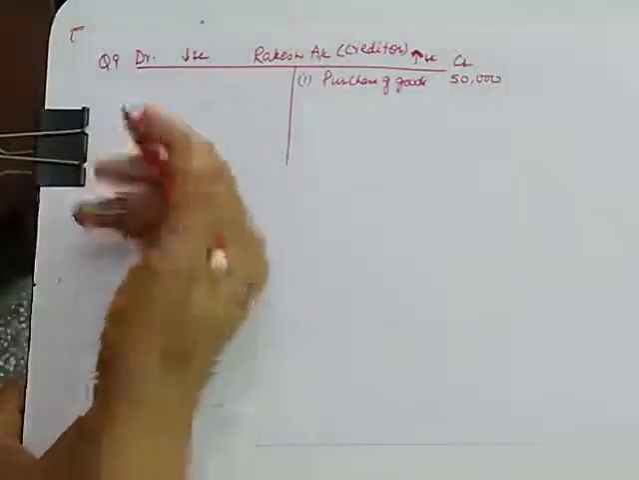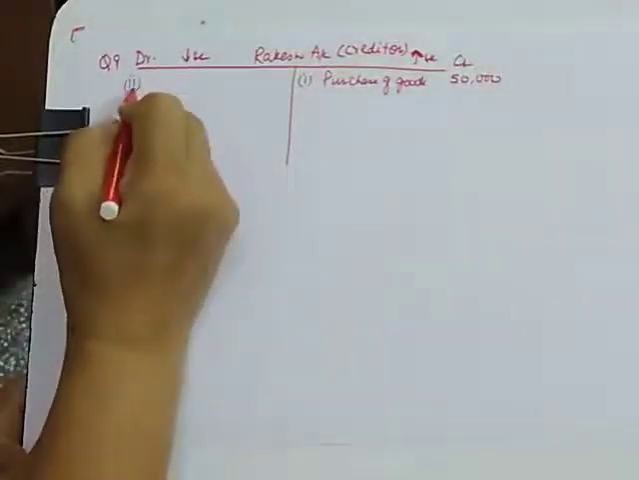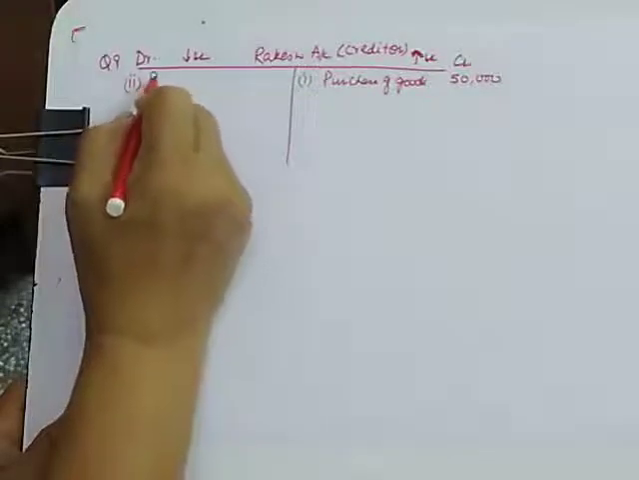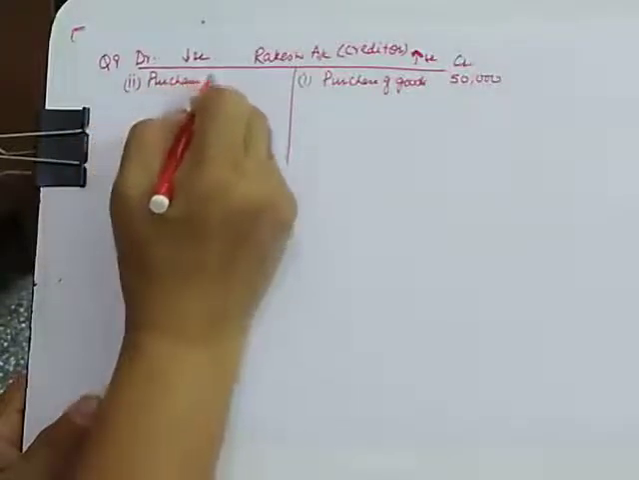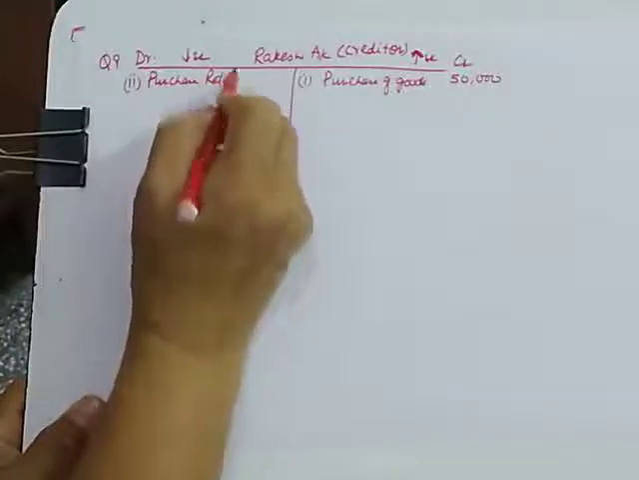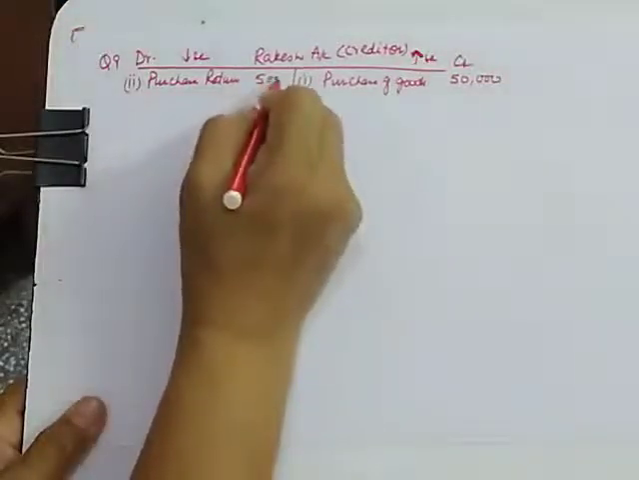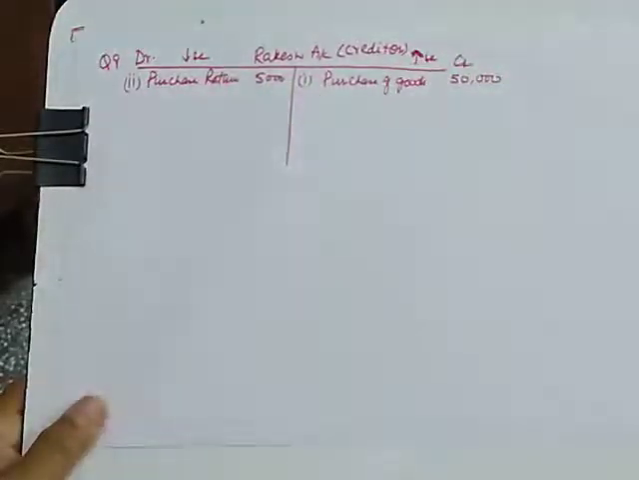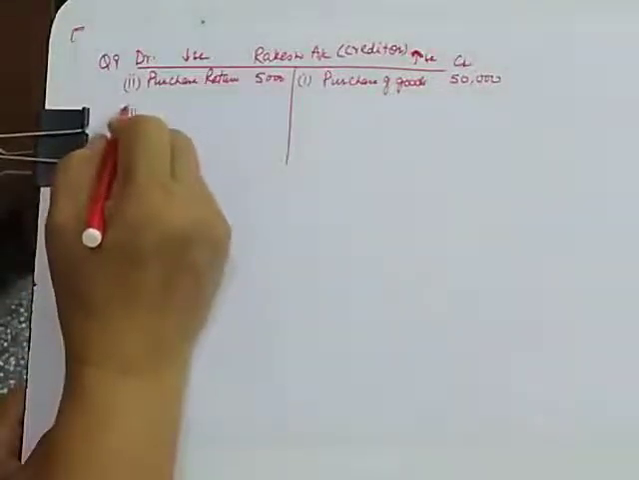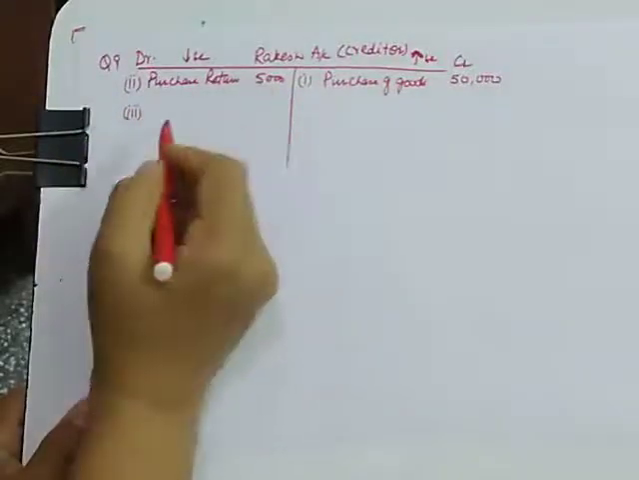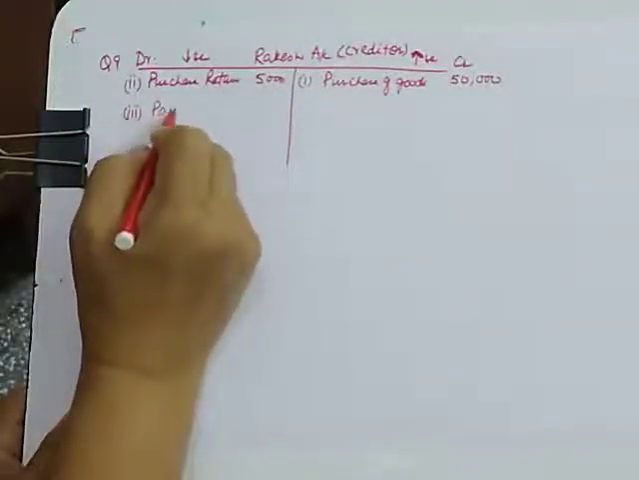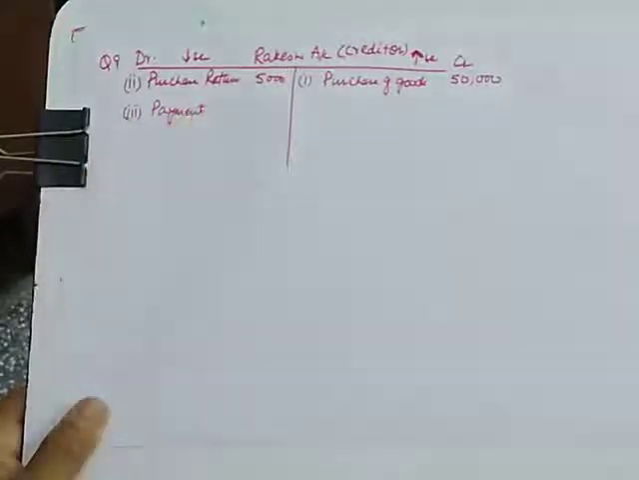Next, goods returned to Rakesh. So when you are returning goods, this account will reduce. This is purchase return. How much are you returning? We are returning 5,000 to Rakesh. Next, paid to Rakesh. So when you make payment, his account will reduce because this will reduce our liability. Payment to Rakesh, and the amount of payment is 20,000.